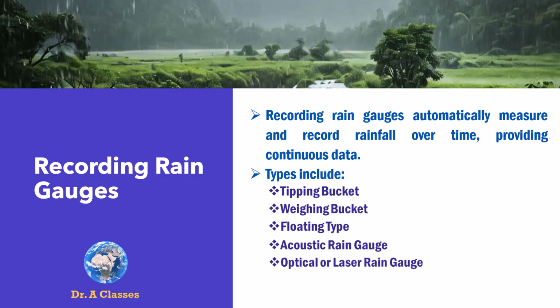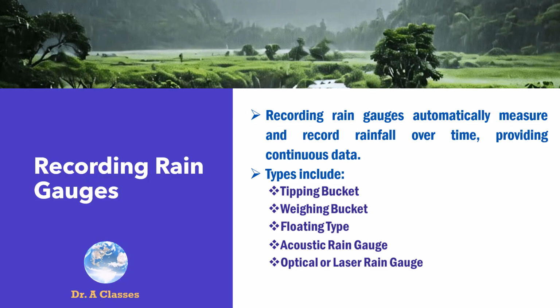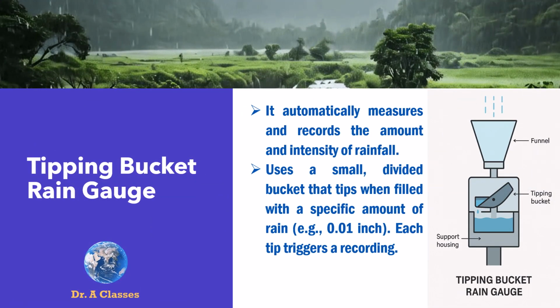Recording rain gauges. Recording rain gauges automatically measure and record rainfall over time, providing continuous data. The types include tipping bucket rain gauge, weighing bucket rain gauge, floating type rain gauge, acoustic rain gauge, and optical or laser rain gauge. Tipping bucket rain gauge. It automatically measures and records the amount and intensity of rainfall. It uses a small divided bucket that tips when filled with a specific amount of rain, for example 0.01 inches. Each tip triggers a recording.